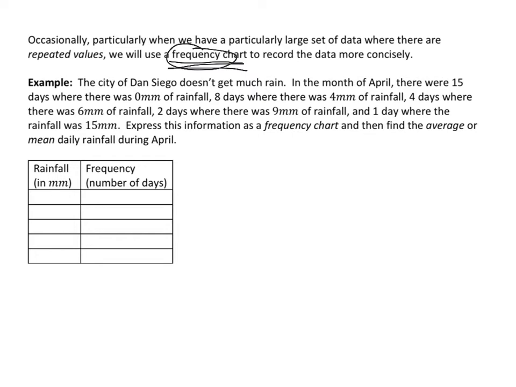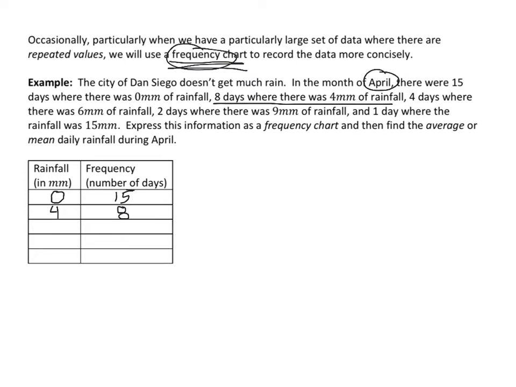What I'm saying here is, rather than in the previous problem where I'd say the rainfall was 0, 0, 0, and so on, I don't want to say it 15 times. I don't want to write out a giant long list of all 30 data points for April. So I'm just going to say there was a rainfall of 0 on 15 days. And then there were 8 days where the rainfall was 4 millimeters. How would I record that in the chart? Well, I would put my 4 millimeters here, and then I would put my frequency, the number of times that happened, over here. There were 4 days where there was 6 millimeters, 2 days where there was 9 millimeters, and 1 day where there was 15 millimeters of water.